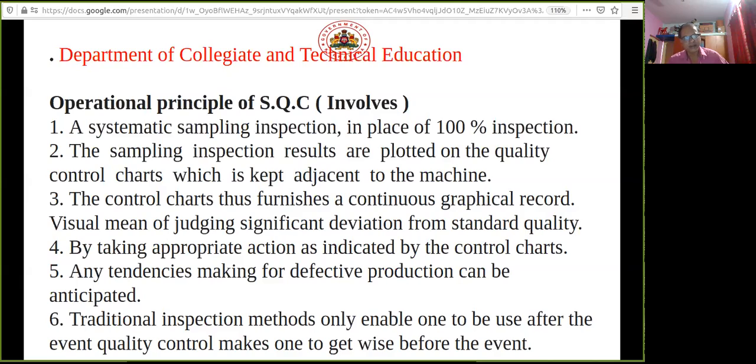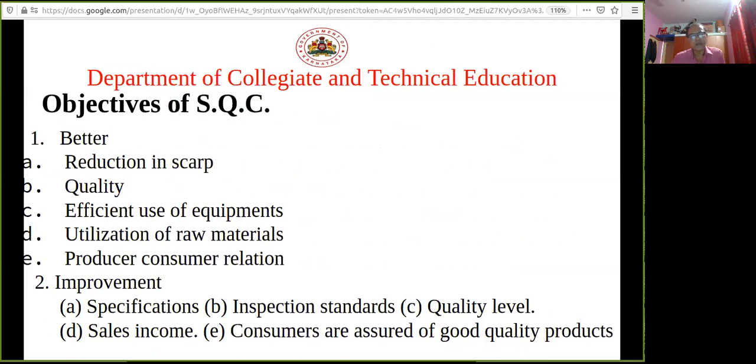So it means that the traditional inspection method we are not using at all. So we are using the sample inspections in case of the statistical quality control. Now comes the next point, that is the objectives of SQC.